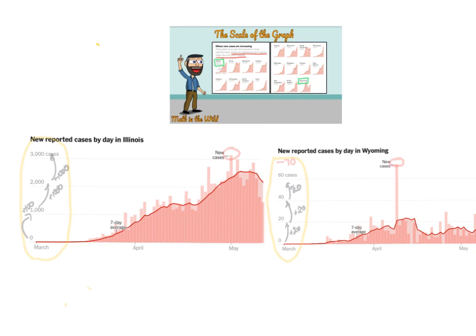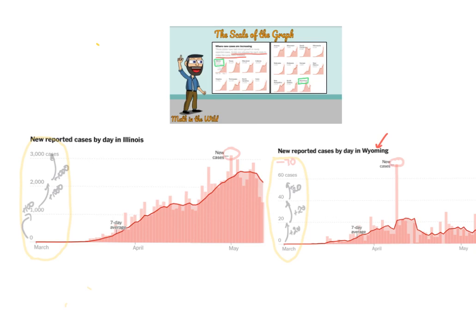But they are very different scales. And I want you to think to yourself, why? Why might I want to use different scales? Why might it be not so great to take the information about Wyoming and place it on the graph with the scale of Illinois?